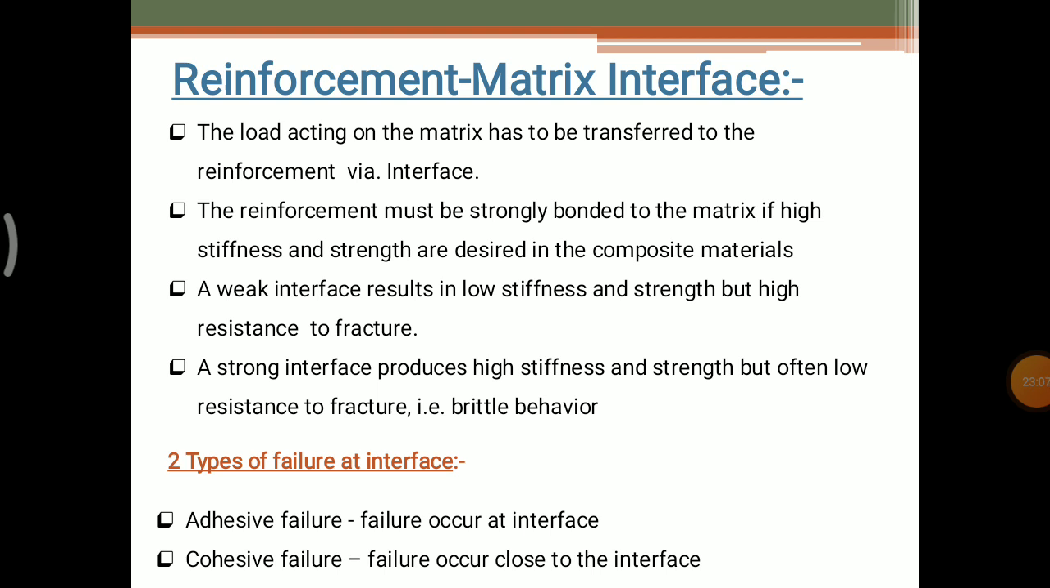Next one is the two types of failure at the interface. First one is the adhesive failure, second one is the cohesive failure. In the adhesive failure, the failure occurs only at the interface. But in the cohesive failure, the failure occurs close to the interface but never in the interface. That is the bonding between the primary phase and secondary phase.